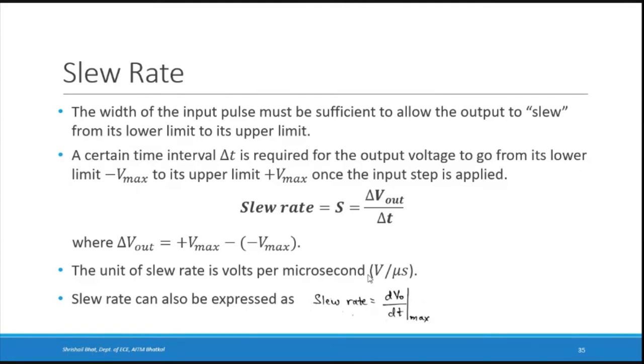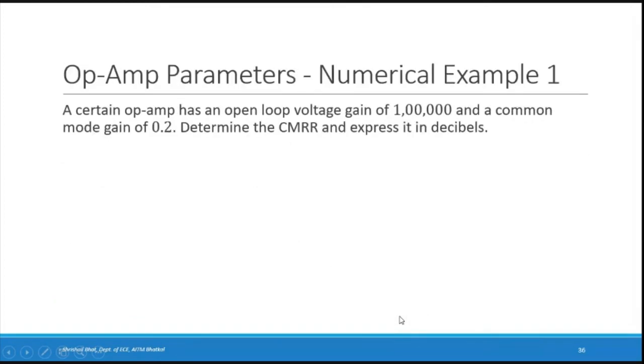And slew rate, since we say it is the maximum rate of change of output voltage, we also express it like this: rate of change of output voltage is dV0 by dt, the maximum value of dV0 by dt. dV0 by dt is the rate of change of output voltage with respect to time, right? So these are some of the parameters that we have in op-amps.